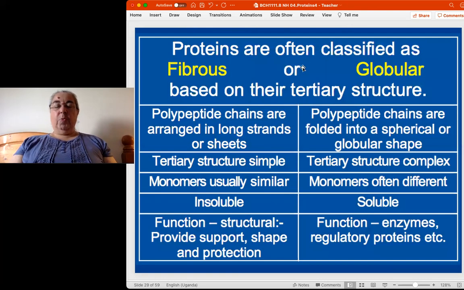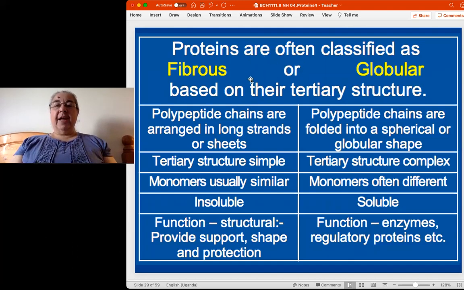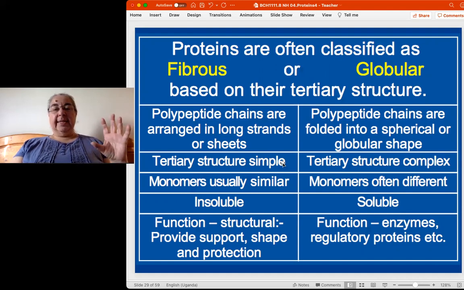So we tend to classify proteins in 2 general classes as fibrous or globular based on their tertiary structure. So if we think about fibrous proteins, keratin is one example, collagen is another. Polypeptide chains are arranged in long strands or sheets. The tertiary structure tends to be quite simple. We saw for keratin, it's a head and a tail with an alpha helix in the middle. The monomers are usually similar.